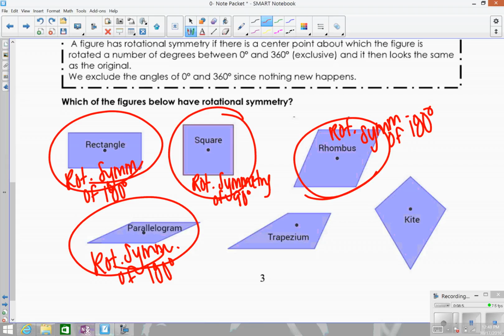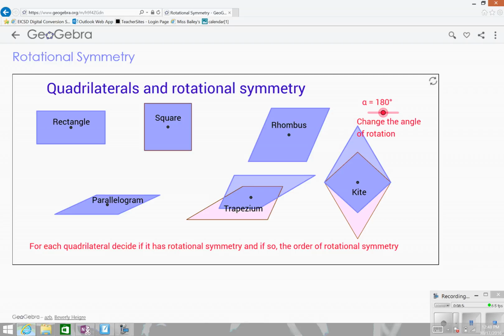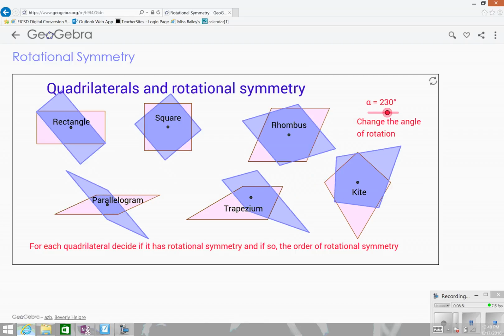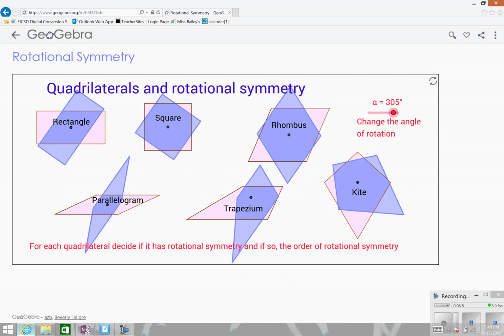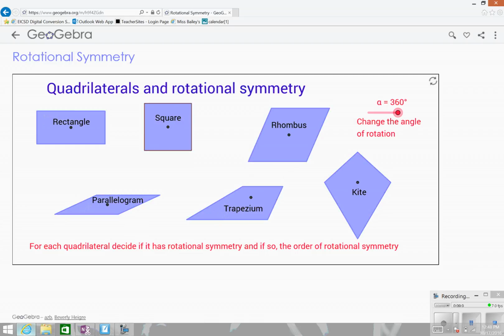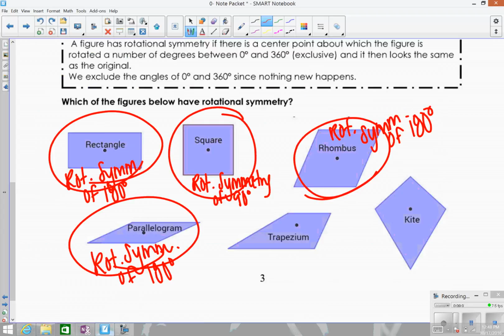And then all of the other figures, you would have to basically keep rotating them all the way up to 360 to get them to match up. So that means that these two figures do not have rotational symmetry. So I'm just going to cross those ones off.